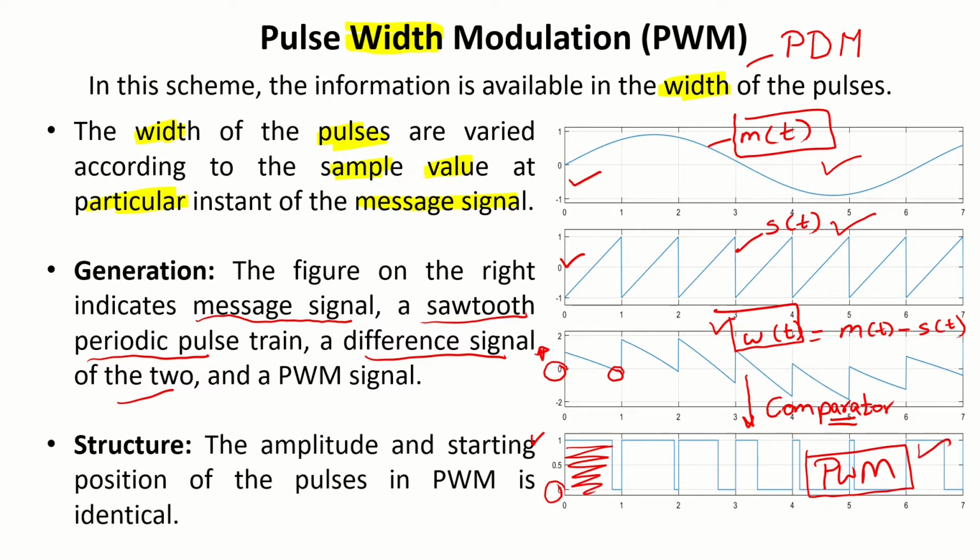So an important consideration over here is that the amplitude and the starting position of the PWM pulses are identical. So all of these rectangular functions within this PWM have an amplitude of 1 and their starting point is identical. After each time period we have a rectangular function of certain duration.